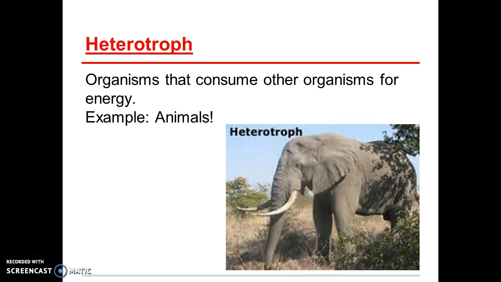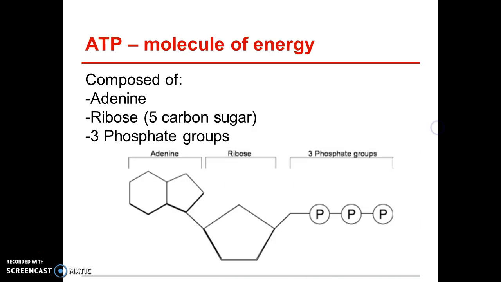Heterotrophs are going to be organisms that have to consume other organisms for energy. They have to actually eat food. And any kind of animal is going to be a heterotroph. So you and I, mosquitoes, random things like that, fish and birds, reptiles, all of those things are going to be heterotrophs. They have to get their energy for every cell by eating things.